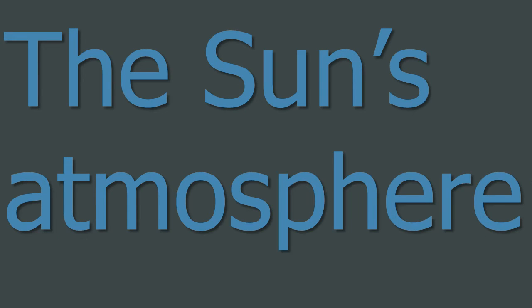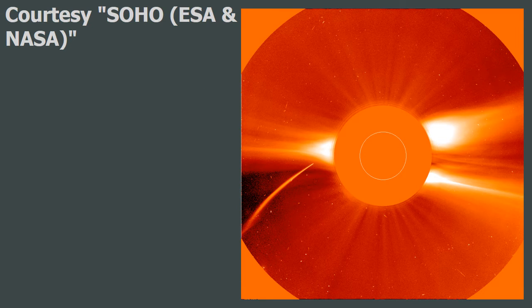4. The Sun's atmosphere. This image by SOHO shows the Sun's atmosphere well. There are two layers, the chromosphere, which we have already met, and the corona. The chromosphere is only around 2,000 kilometers thick.